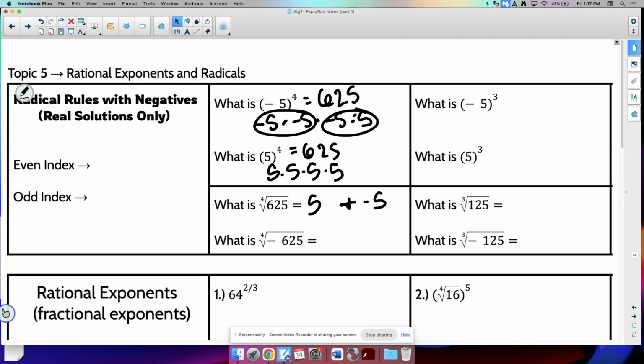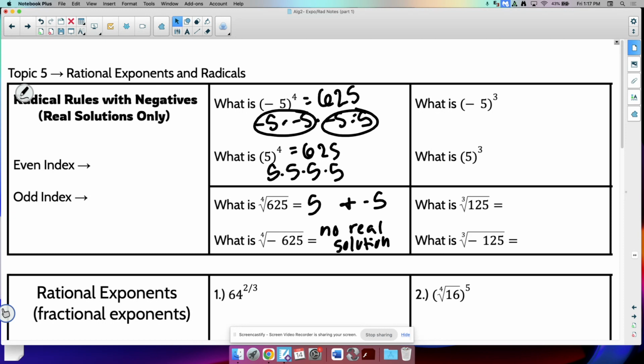Along that same line, can we take the 4th root of negative 625? No. There is no way that you can have 4 numbers that are the same and have it be this. So we are going to say it is no real solution. And then this is also kind of popped up. We're dealing with real numbers. So no i's, nothing weird. We want to be able to actually take the answer.